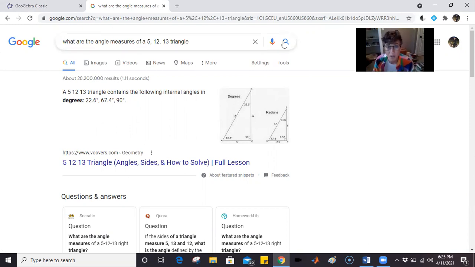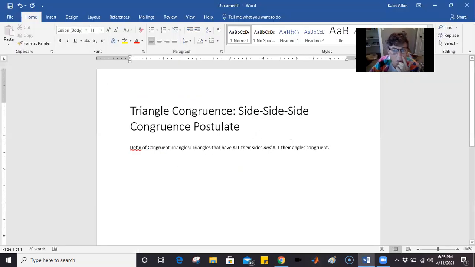There's no other way to make this triangle with side lengths 5, 12, and 13. And that will be true for literally every triangle you make. All of the angles will always be the same if you know the sides are the same length, which is a great relief because now if we want to show that triangles are congruent, we don't have to show that all their sides and all their angles are congruent. We've got a shortcut now. Whew, thank goodness. That's the side congruence postulate.